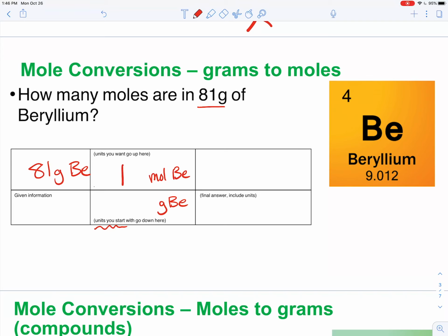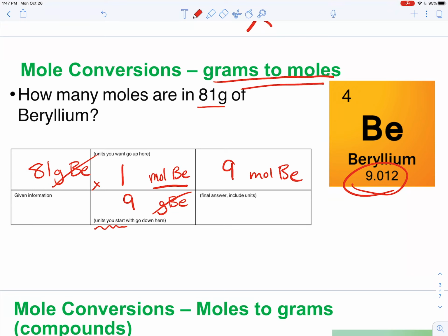Here, for every 1 mole of beryllium, how many grams? We can see on the periodic table there are 9 grams for every 1 mole. So the grams of beryllium cancel out, and we do 81 times 1 divided by 9. Really 81 divided by 9. That's going to give me 9, and the units I have left are moles of beryllium. Anytime you're doing grams to moles, we divide by the molar mass.